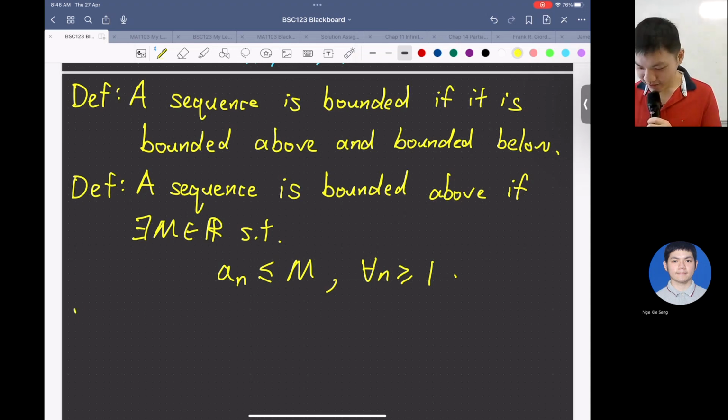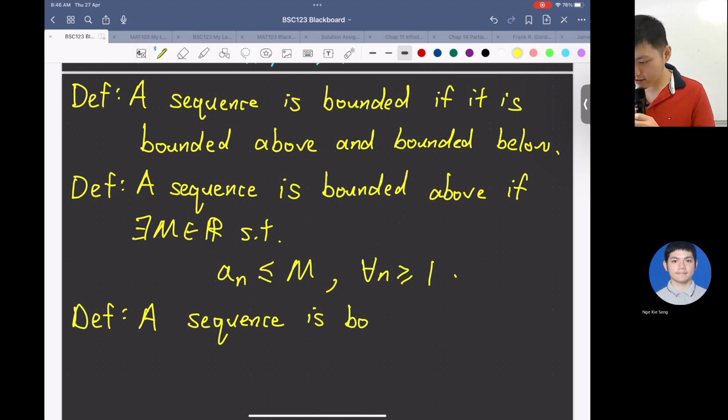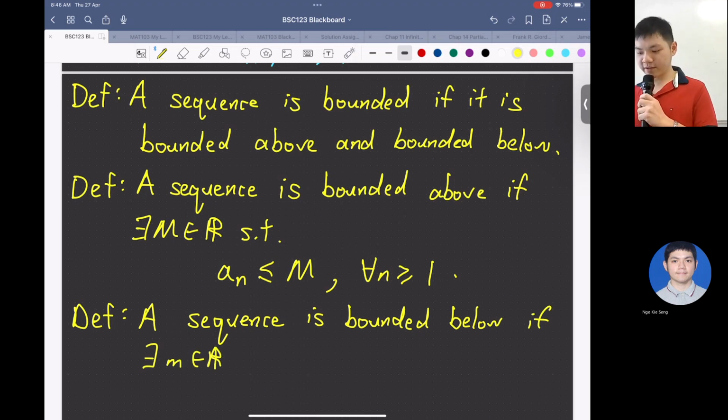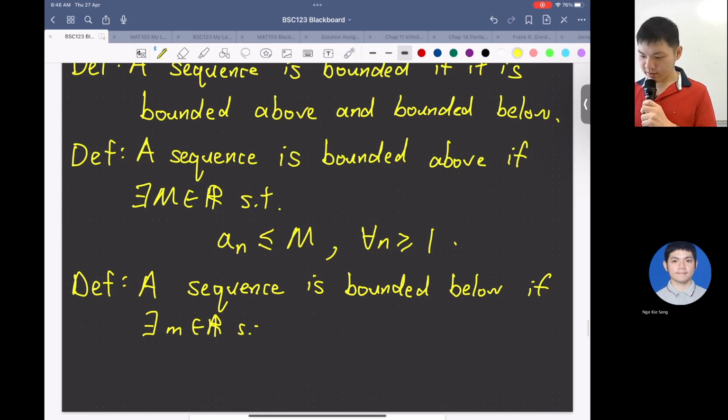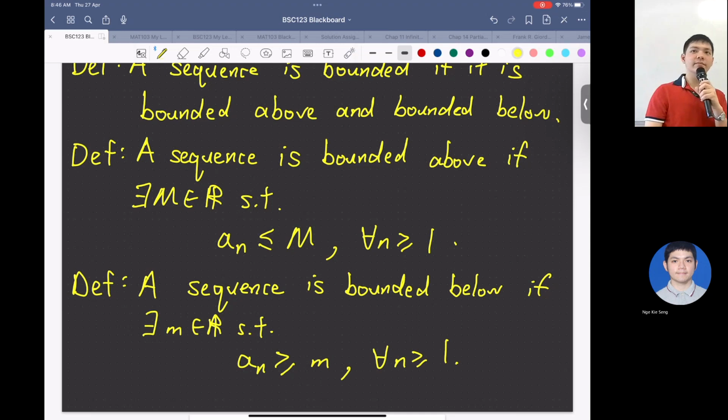Okay. So how about bounded below? Similarly, you can see that these ideas are similar. You just swap the inequality. So a sequence is bounded below if there's another number, let's call it little m, such that every term is greater than or equal to m, for all n greater than or equal to 1. Bounded below, bounded. Does it make sense?